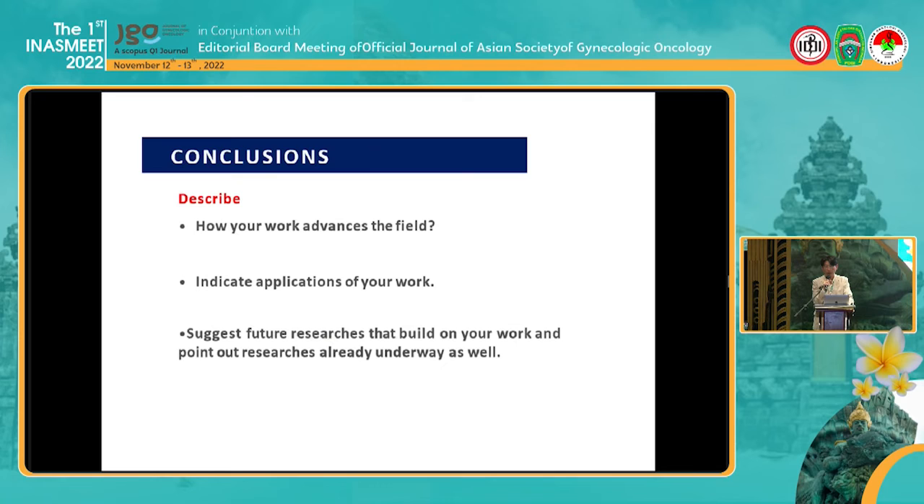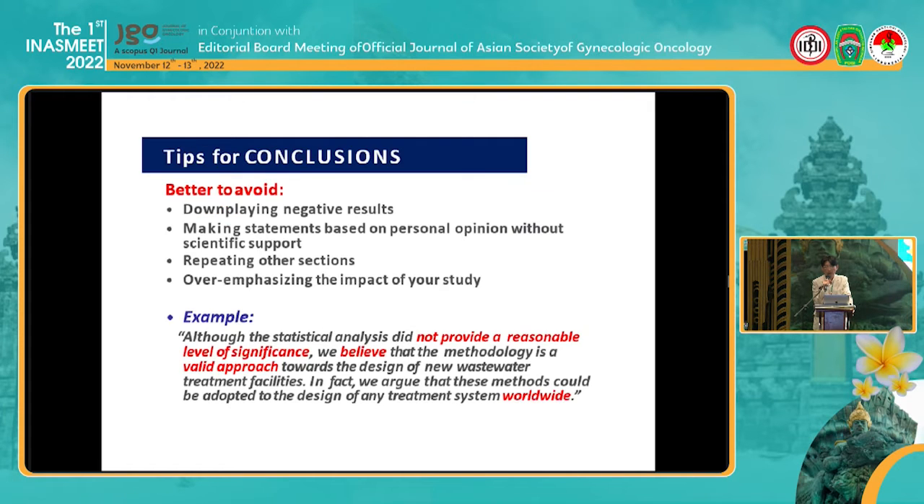In the conclusion, you should describe how your work advanced this field and indicate the application of your work, and also suggest that future researchers build on your work and point out that research is already underway as well. So the tips for conclusions are: do not downplay negative results, do not make a statement based on personal opinion without scientific report, do not repeat other sections, and do not overemphasize the impact of your study.